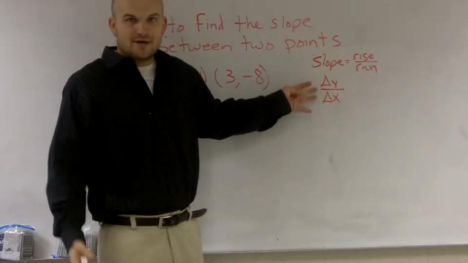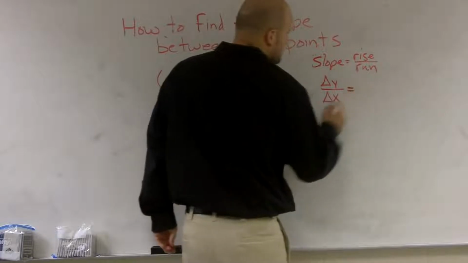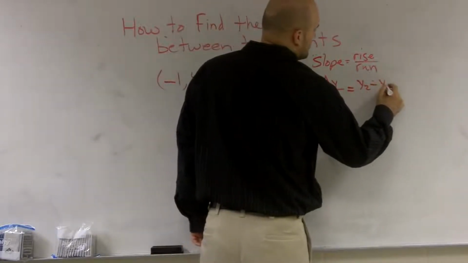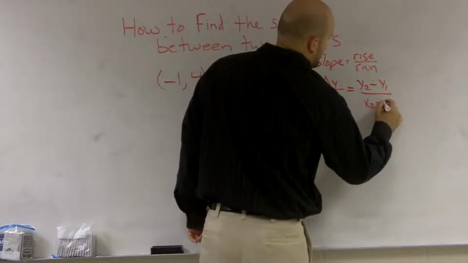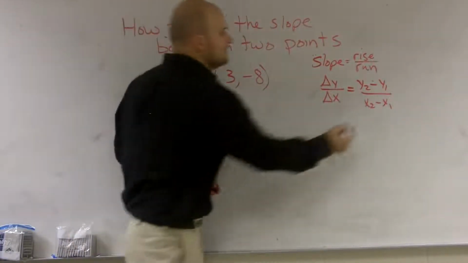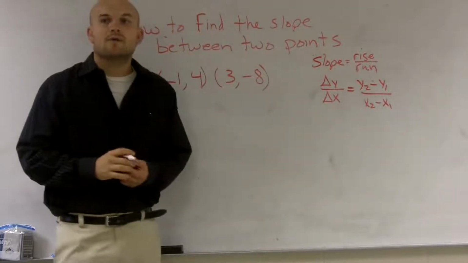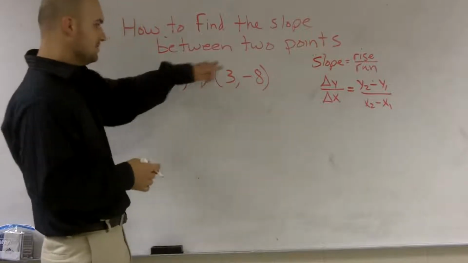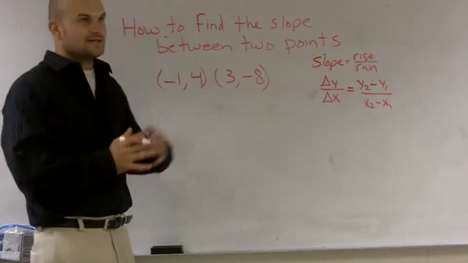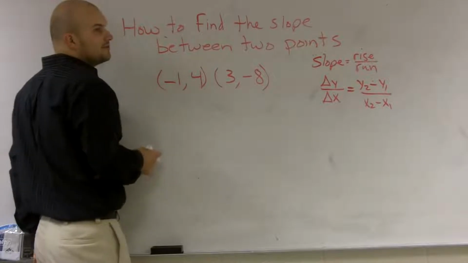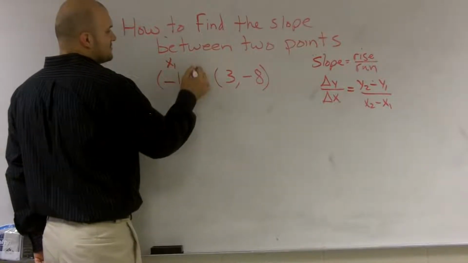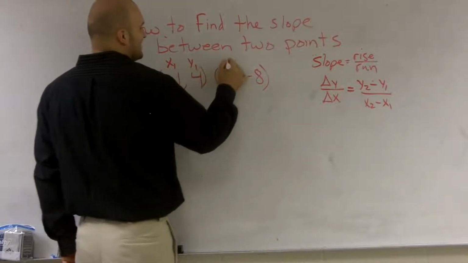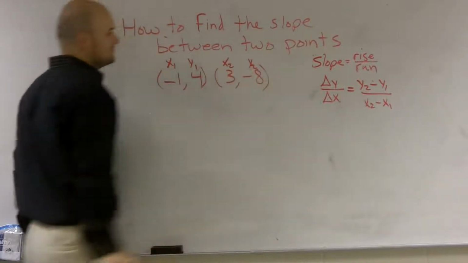Well, that's kind of craziness. Give me a better way to write that. All right. Well, if we have 2 points, we can label our points x1, y1, and x2, y2. So I'm going to look at these 2 points, and I'm going to go ahead and label them. It doesn't matter how you label them, which one is x1 and which one is x2, but I'm going to say this one will be x1, y1. This one is x2, and this one is y2.